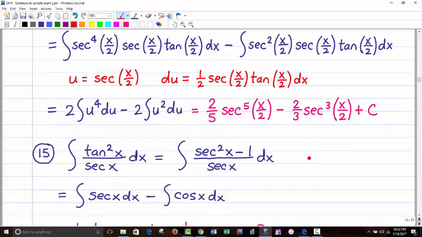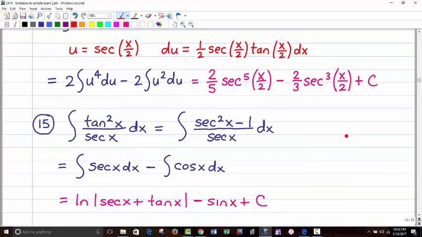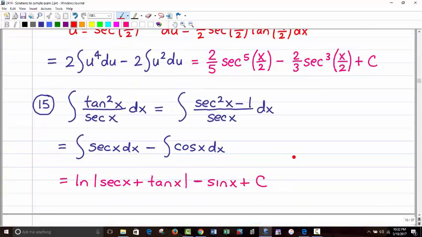Number 15. We have tan squared divided by sec x. Now this one didn't necessarily follow one of the rules. I chose to do it this method, where I let tan squared be sec squared minus 1 and split it into two integrals, which then sec squared over secant becomes secant. And then 1 over secant is the same thing as cosine.